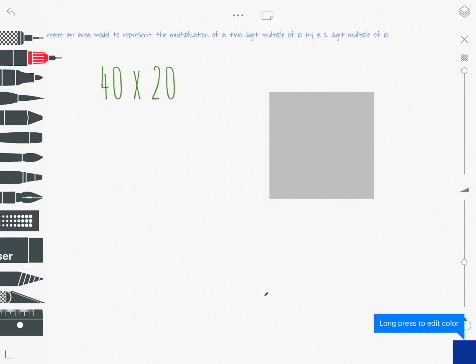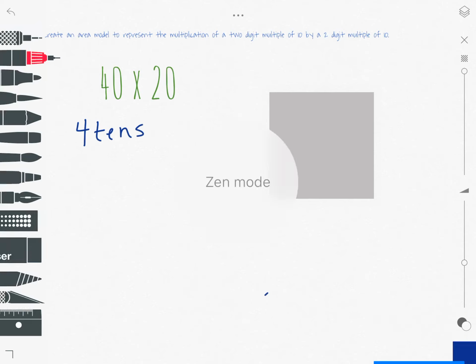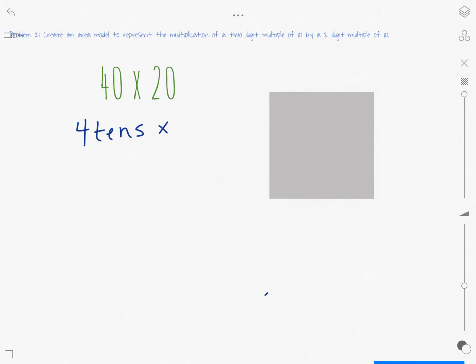So an area model is basically a picture that helps you to figure out what your answer is. And actually, this is one of my favorite methods for multiplication, honestly. So in doing this, we've got to think about how we can represent 40 times 20. So I know that 40 is the same thing as 4 tens, and that 20 is the same thing as 2 tens.